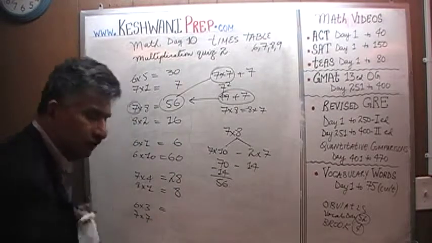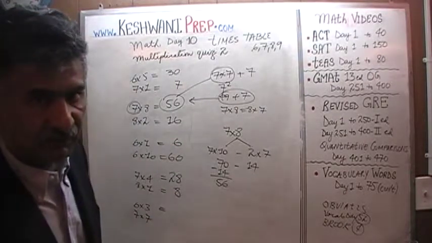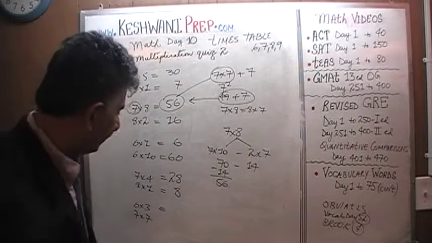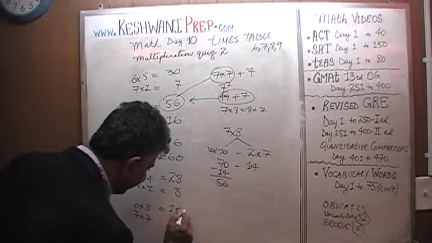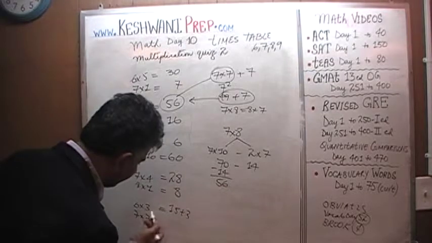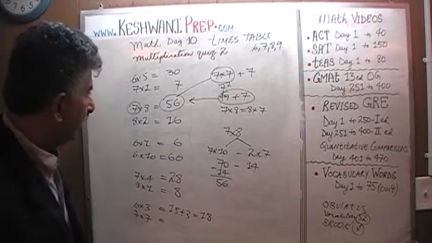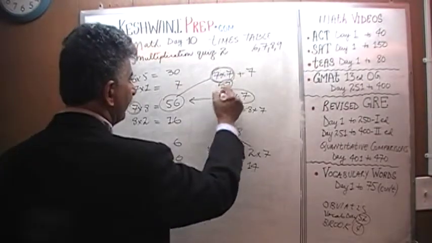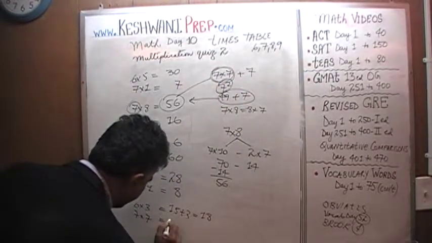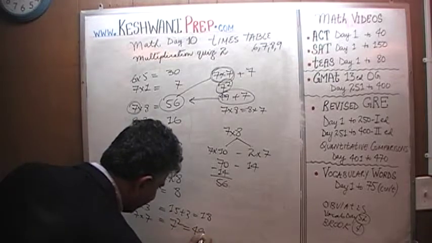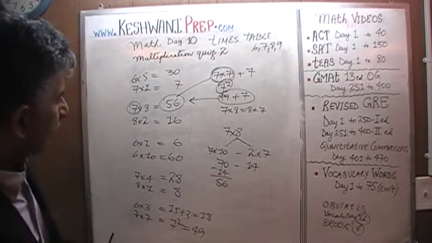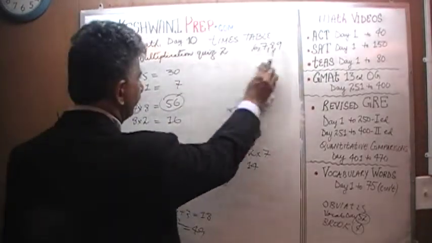6 threes are, well, 5 threes are 15, so if you have one more 3, it's going to be 15 plus 3, because 5 threes and one more 3 is 6 threes, and that's 18. 7 sevens, we just did that. 7 sevens are 49. 7 sevens are 7 squared, which is 49. Let's do 10 more, shall we?